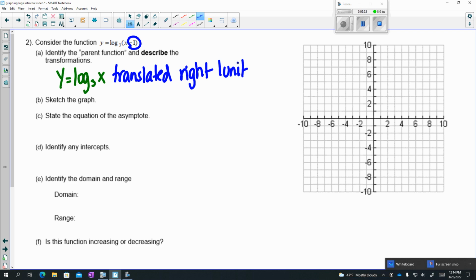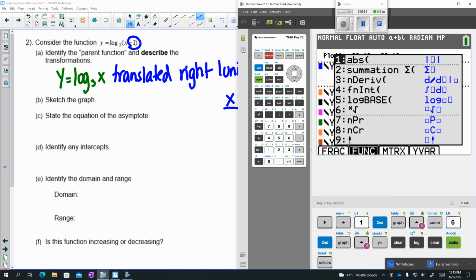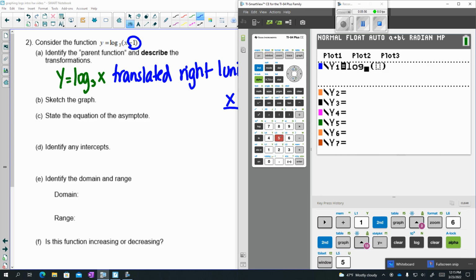Now, of course, I need to sketch my graph again. So I'm going to go to my calculator. I'm going to go back to my y equals, clear out what I have there. I have a log with a different base, so I can't use the log button on the calculator right next to the 7, because I would not have the opportunity then to put that base of 3 in. So instead, we go to Alpha, Window, and we choose Choice 5. And now I have the opportunity to put that 3 there.